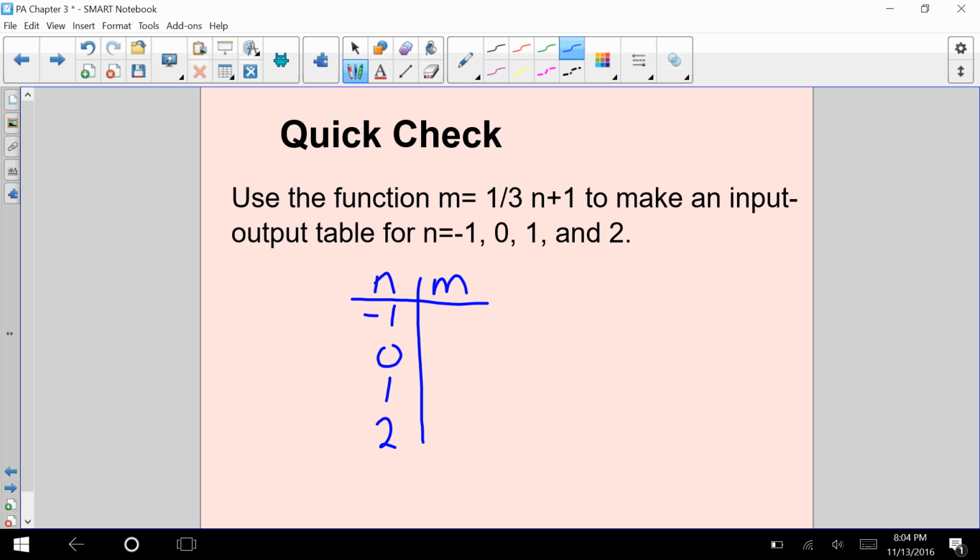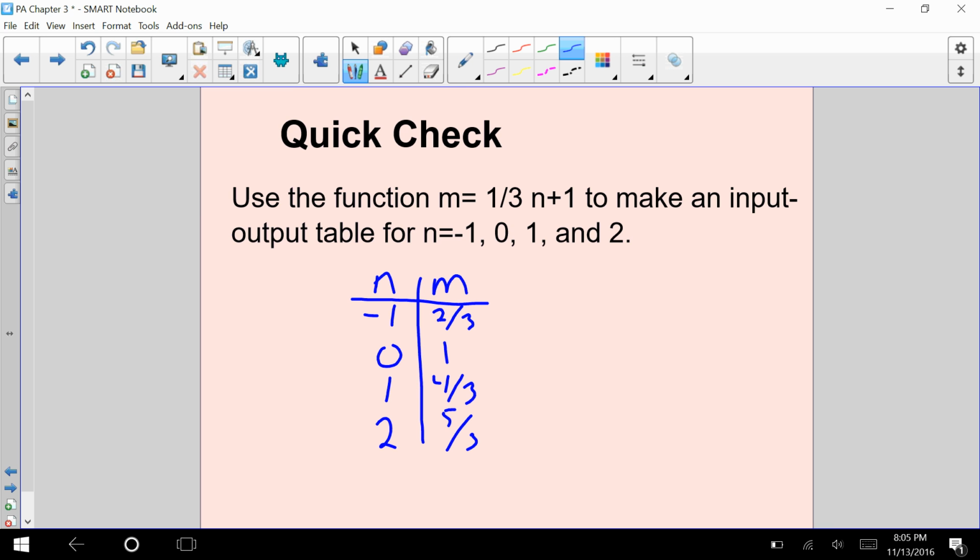If I plug -1 into my equation, I get out -1/3 plus 1, which is going to be 2/3. If I plug 0 into my equation, I will get 1. If I plug 1 into my equation, I'll get 4/3, or 1 and 1/3 if you prefer. If I plug 2 into my equation, I'll get 5/3, or 1 and 2/3 if you prefer.